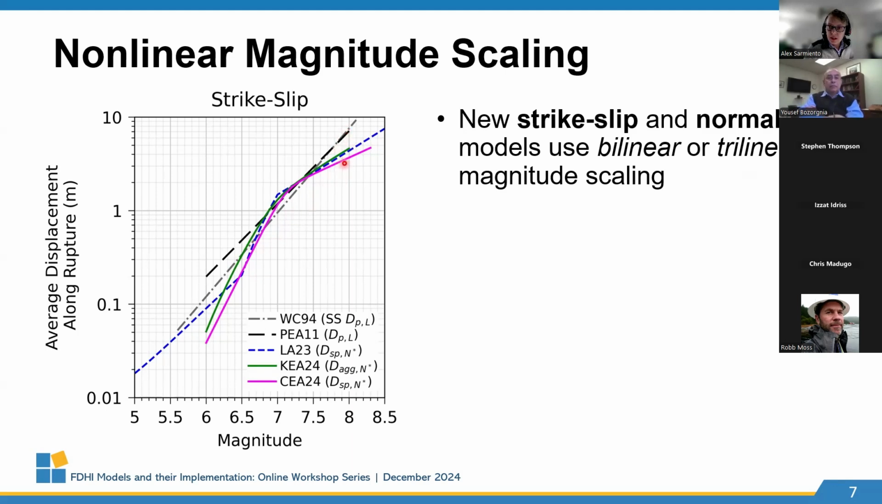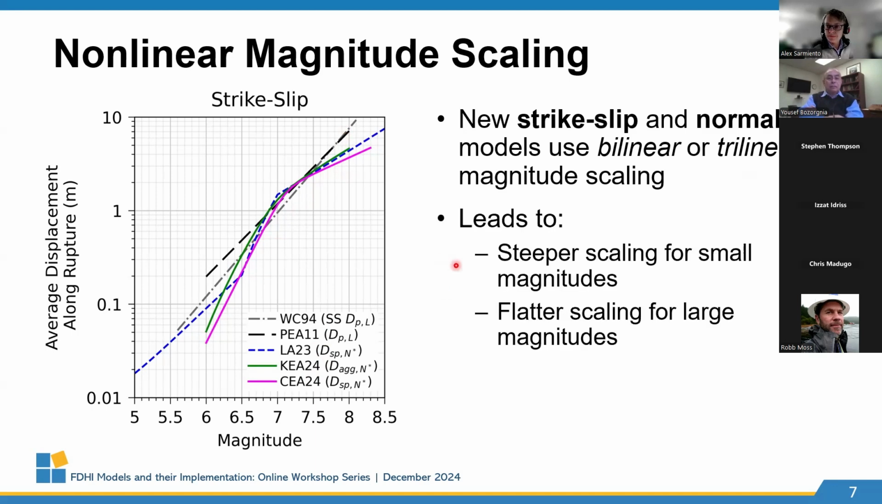And then the brighter colors here are the newer models from the FDHI program. We can see that in these newer models, we have steeper scaling out here at the smaller magnitudes and much flatter scaling at the larger magnitudes.